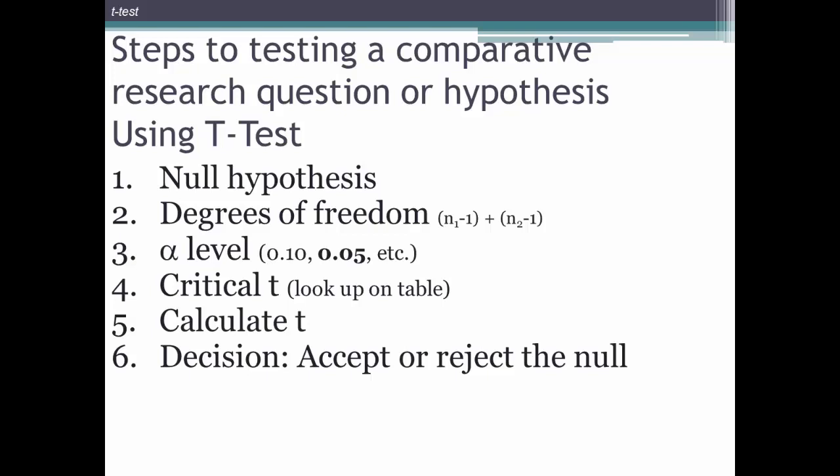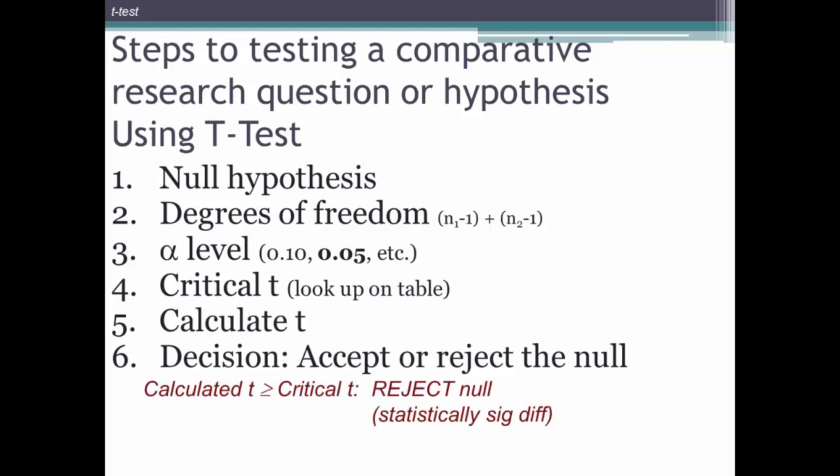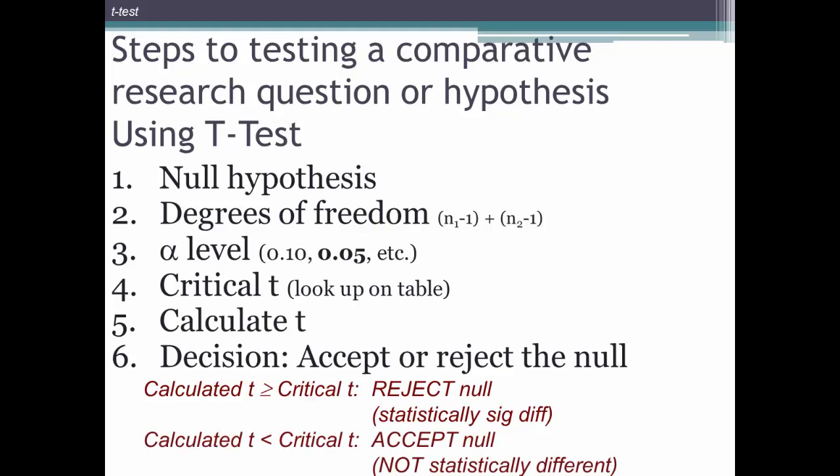Just as in the case of chi-square, if your calculated t is higher than or equal to the critical t, then you reject the null hypothesis and accept the alternative hypothesis that there is a statistically significant difference between the two groups. If your calculated t is lower than the critical t, however, then you have to accept the null hypothesis and conclude that you can't claim that there is a statistically significant difference between the scores of each group.